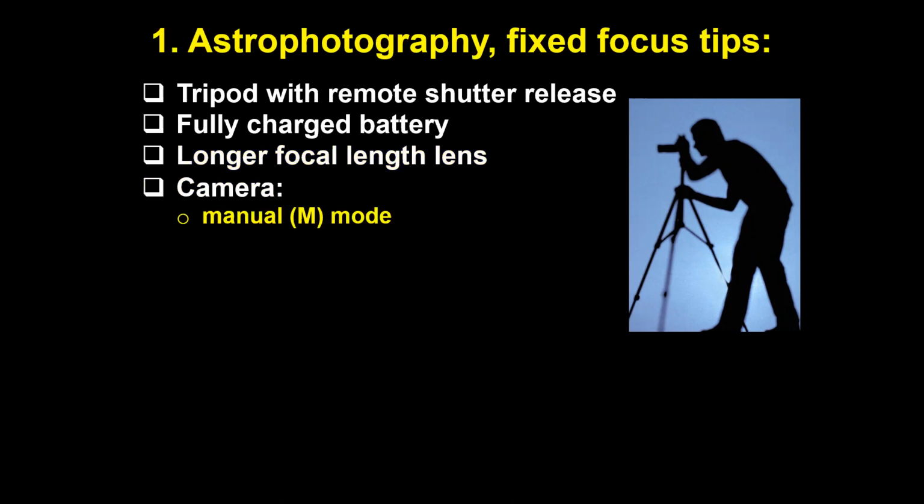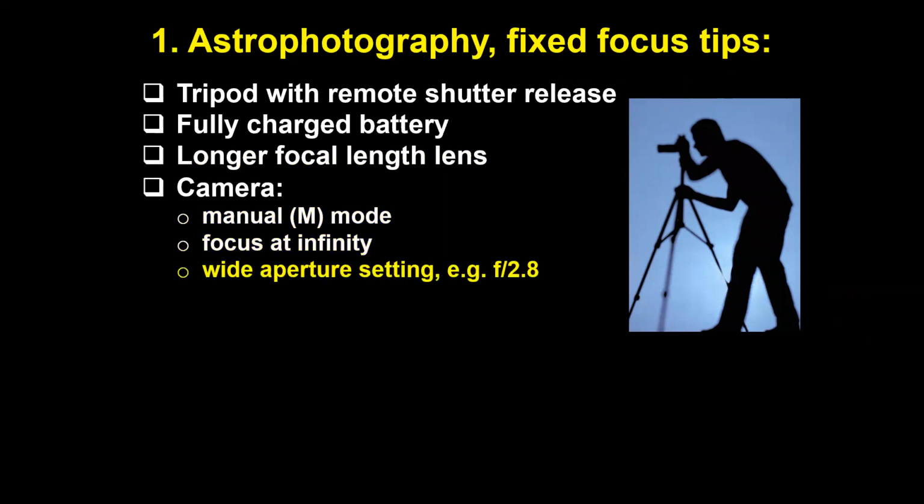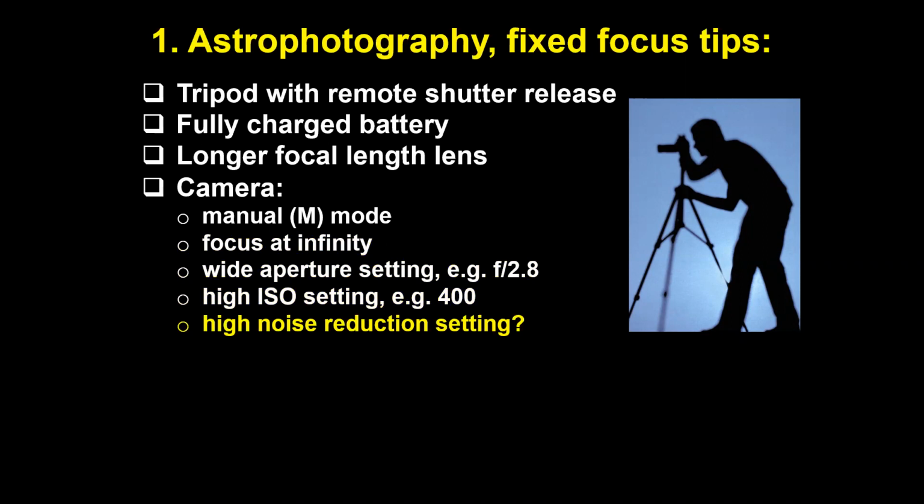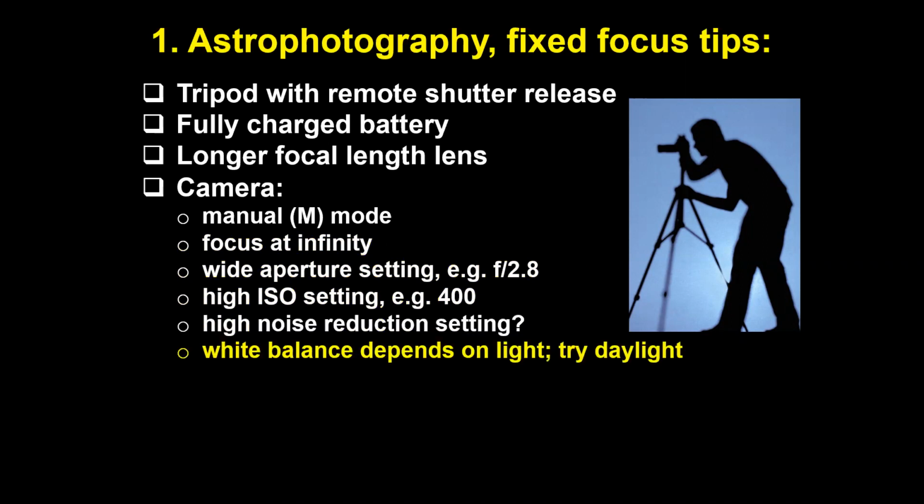And then with your camera settings, you put it in manual mode, or M, for most things that you can do. Focus usually at infinity, wide aperture, a higher ISO, and consider the noise. Some cameras have noise reduction settings, and they do it electronically. This takes time for the processor to do this activity. So sometimes it's good, sometimes it's bad, depending on the camera, depending on the circumstances.